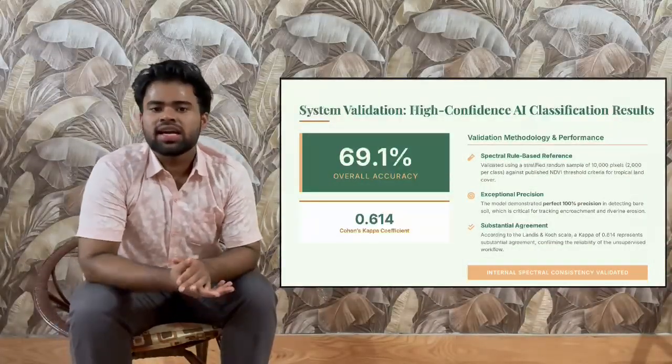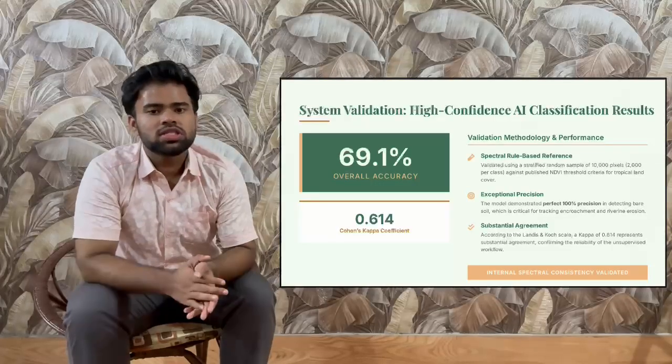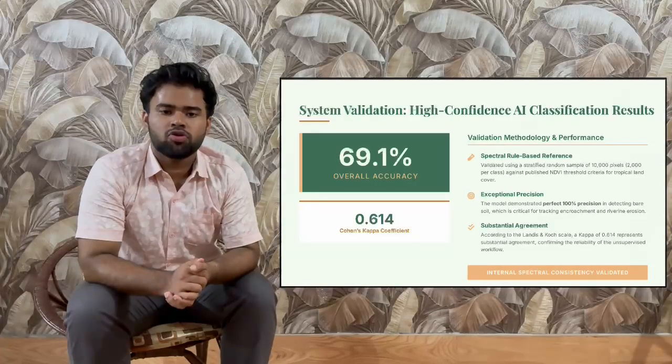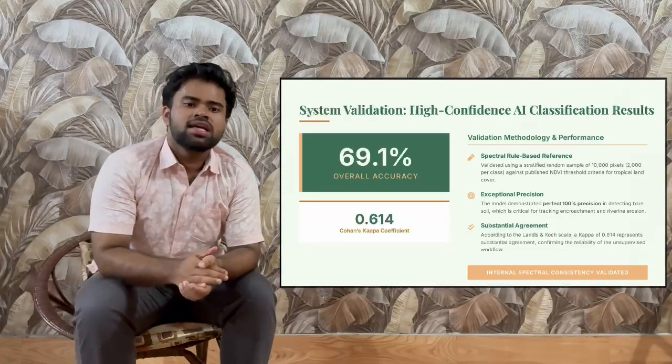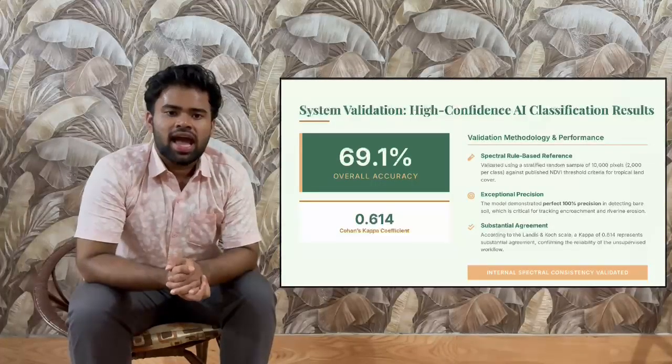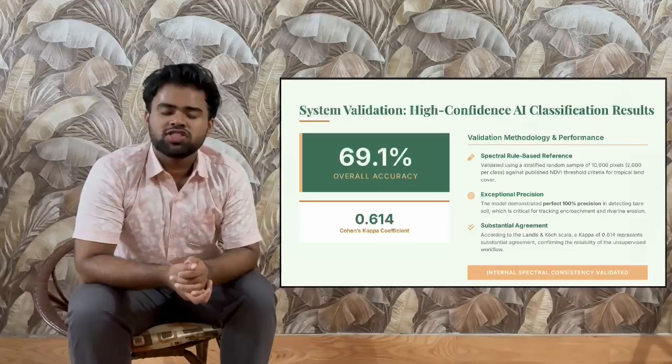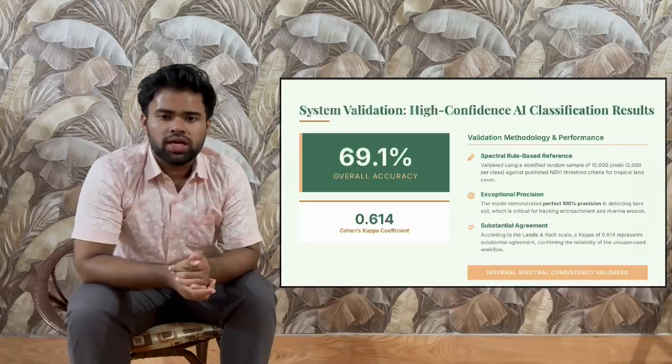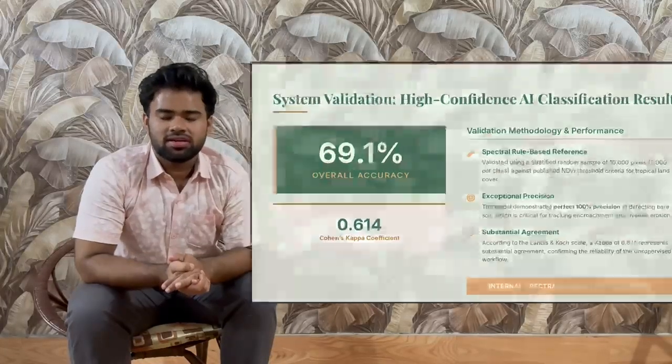So now coming to the system validation. To validate the classification, we used a spectral rule-based reference approach on Sentinel-2 imagery. The model achieves 69.1% overall accuracy and a Cohen's kappa of 0.614, showing substantial agreement.